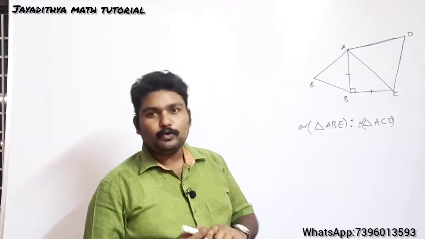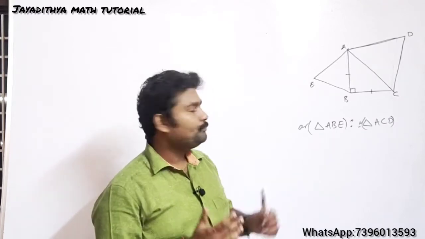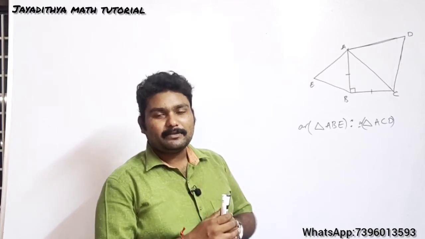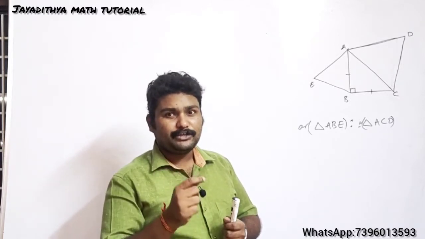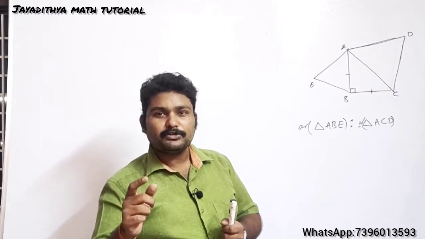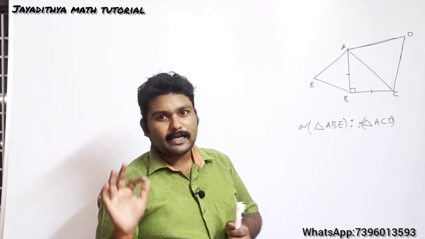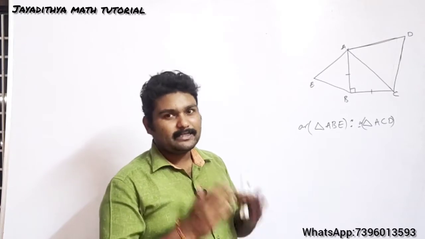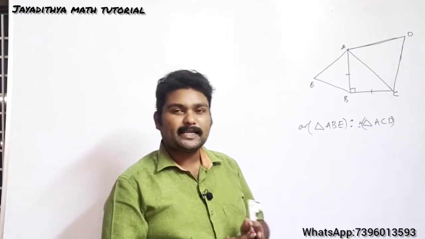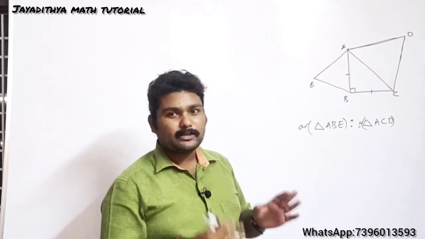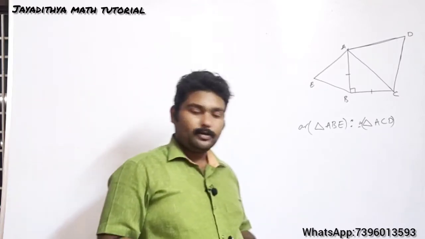When two triangles are similar, what is our formula there? If two triangles are similar, then the ratio of the areas of the similar triangles will be equal to the square of the ratio of their corresponding sides. Already we have discussed this when we discussed problems related to areas of similar triangles. If you haven't watched that class, please do watch it, then you will understand the concept clearly. So how to proceed in this problem, let us see now.